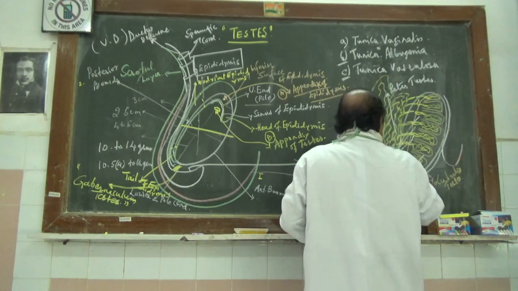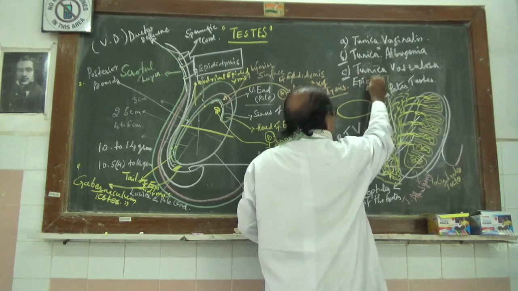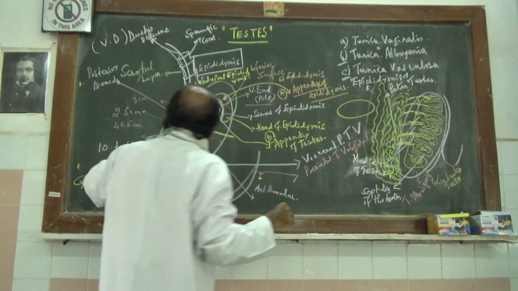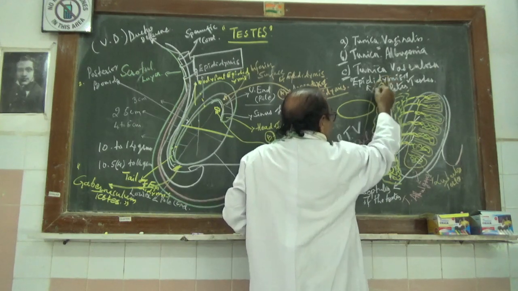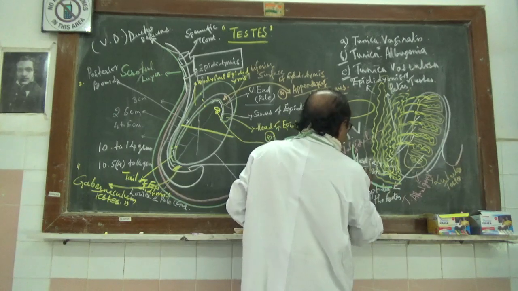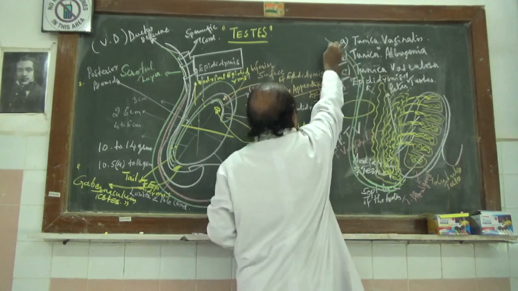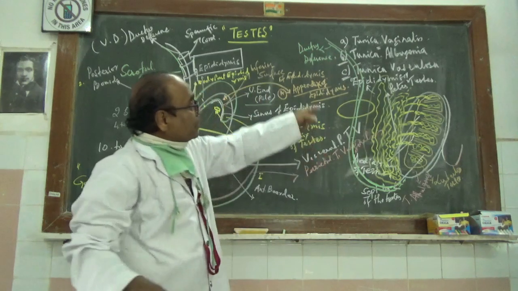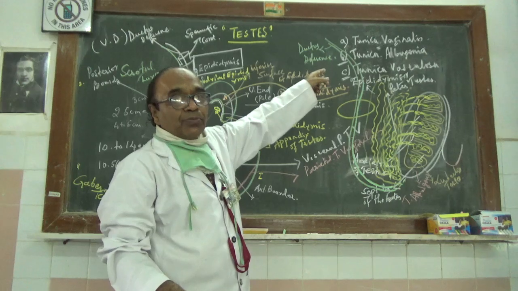Now these go into the epididymis, which is shown here in green and contains all this. From the epididymis, at the tail, the ductus deferens runs. This is the ductus deferens. Totally, it is the passage for the matured sperm to traverse.